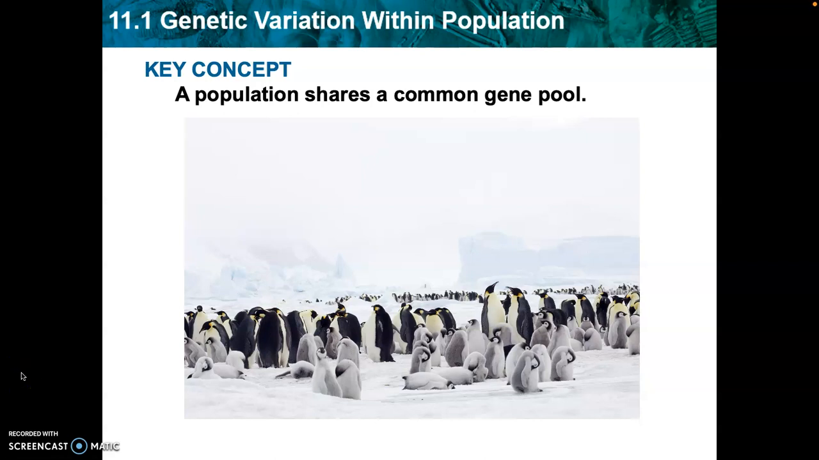Today we're talking about Chapter 11, Section 1, and this is going to focus on evolution at the population level. A population is a group of individuals that are all the same species and live in the same area. Like you would see this group of penguins here on the slide, that would be a population of penguins.